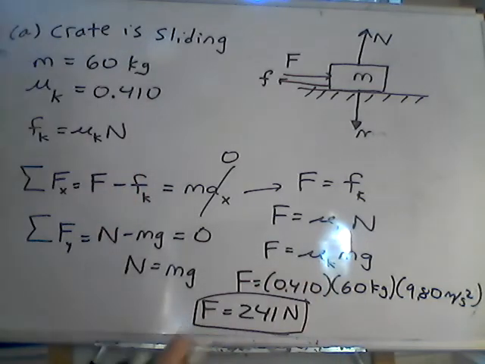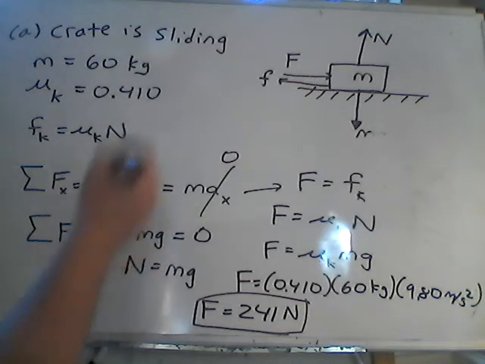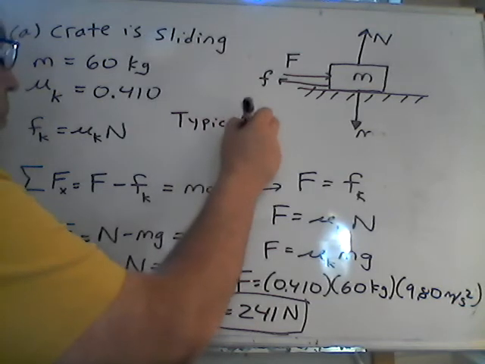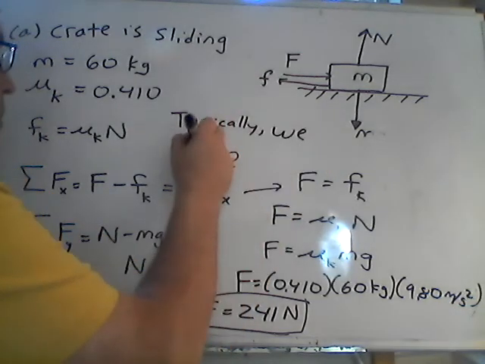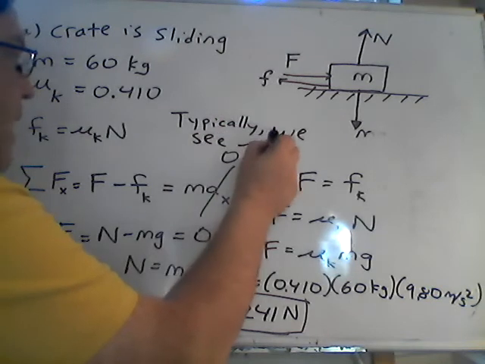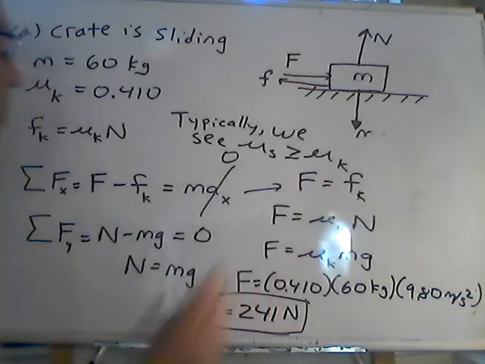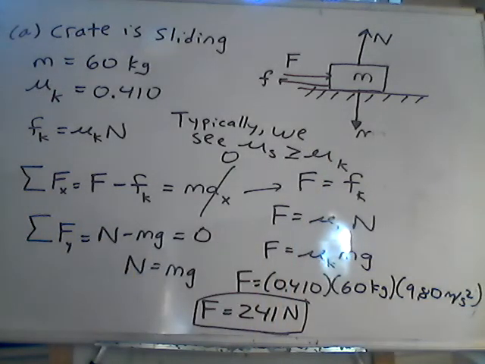So it takes less force to keep the block sliding at constant velocity than it does to break it away in the first place. And typically we see mu sub s being greater than or equal to mu sub k. So generally speaking, it's harder to get it just moving at first. But once it's moving, it's a lot easier to maintain that motion.